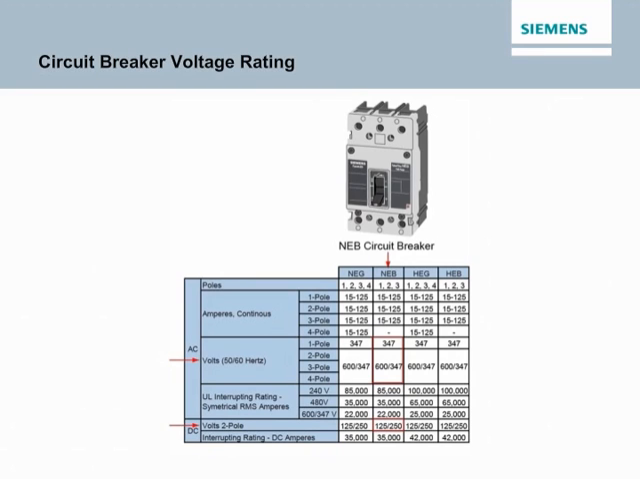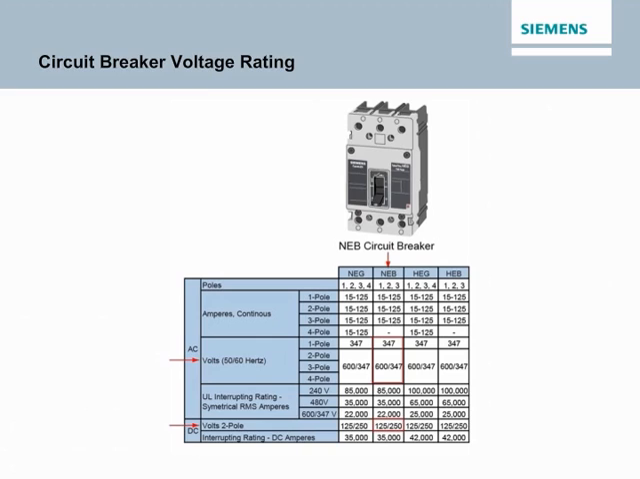Circuit breakers are rated according to the maximum voltage they can handle. The voltage rating is a function of the circuit breaker's ability to suppress the internal arc that occurs when the circuit breaker's contacts open. The voltage rating of the circuit breaker must be at least equal to the circuit voltage. The voltage rating of a circuit breaker can be higher than the circuit voltage, but never lower.